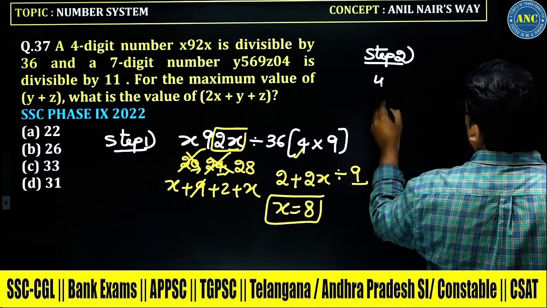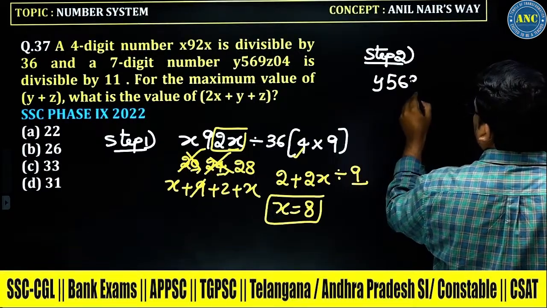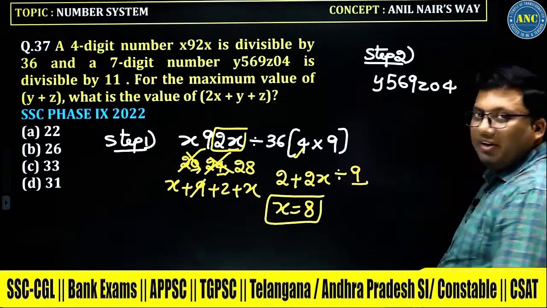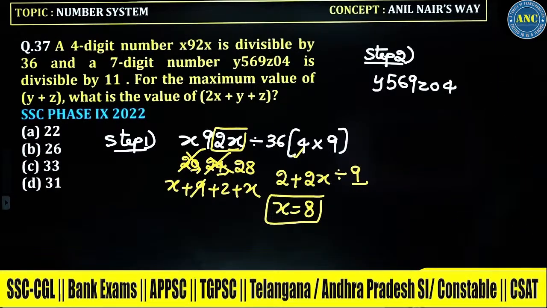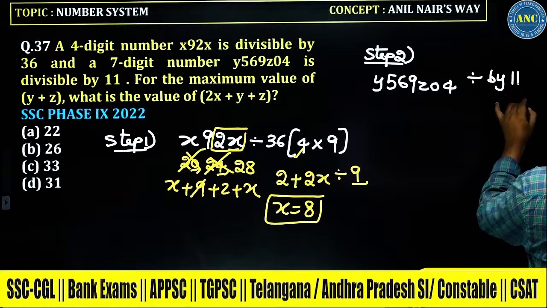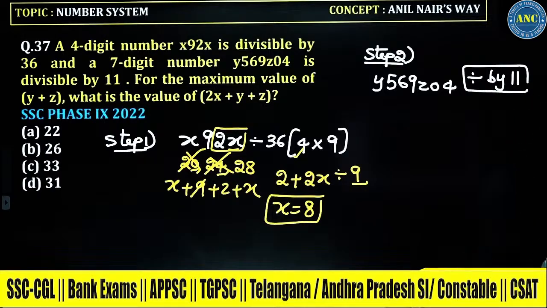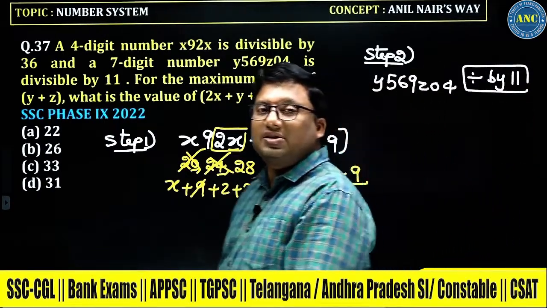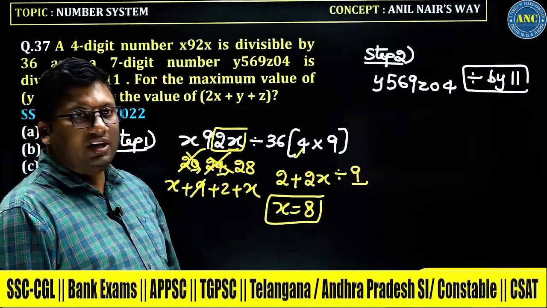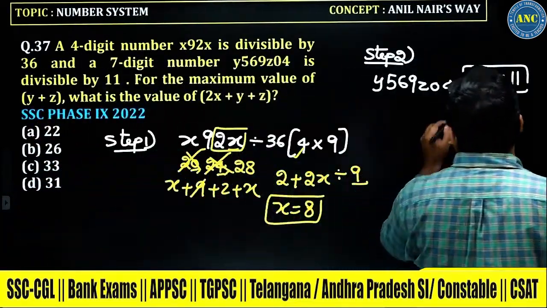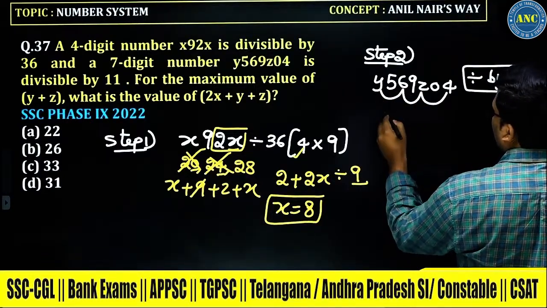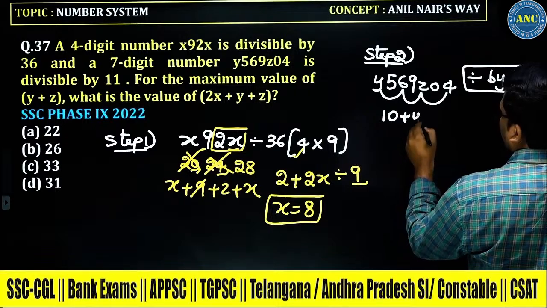The question is y569z04. This number is divisible by 11. What is the divisibility rule of 11? Sum of the odd places minus sum of the even places should be divisible by 11. The sum of the odd places is 4 plus z plus 6 plus y, it is 10 plus y plus z.